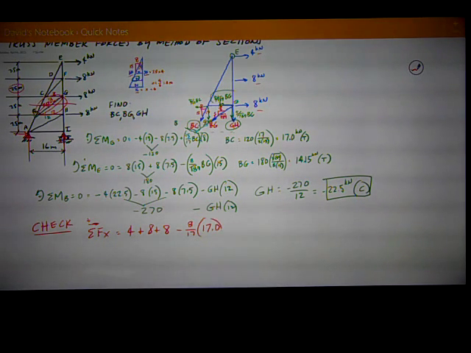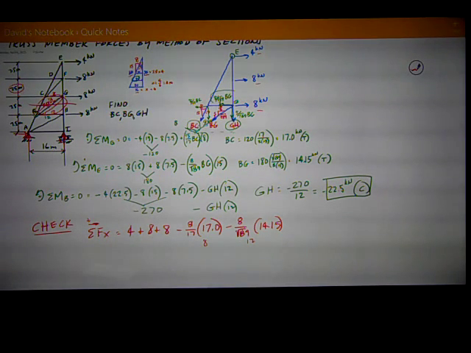and then also minus 8 over the square root of 89 times the force in BG, which was 14.15. Both of those are to the left. And do all the math. This works out to be 8, and this is 12. So I have 20 minus 20, so that does in fact equal to 0.